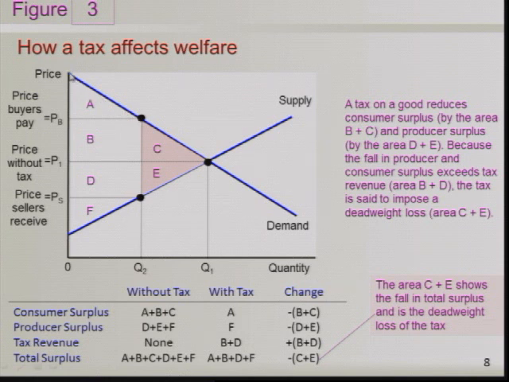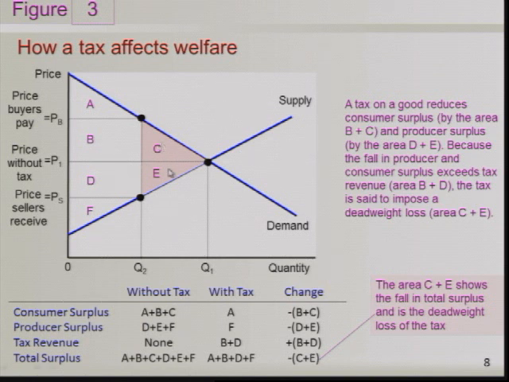What about new producer surplus? F. It's only F. Remember, the definition of producer surplus is the area above supply and below price. Okay. Well, which portions go to the government now? B and D. B and D.